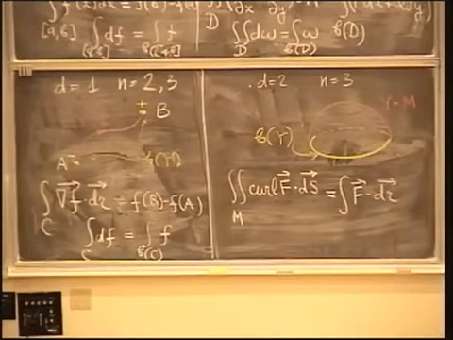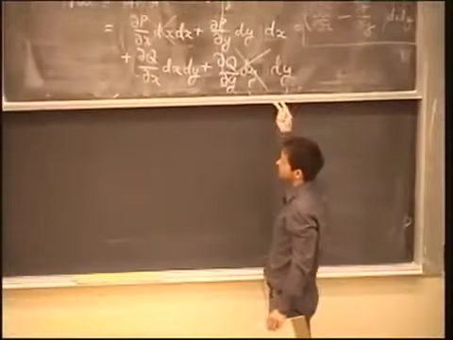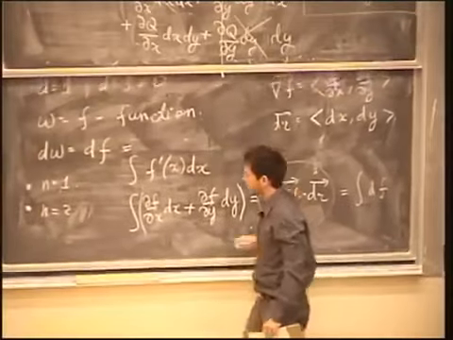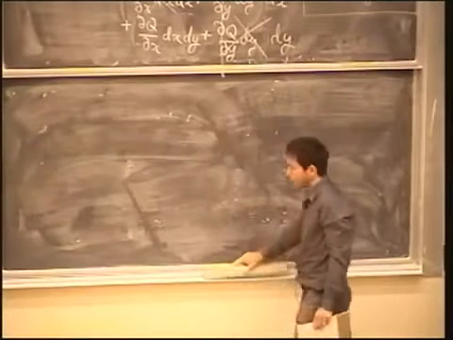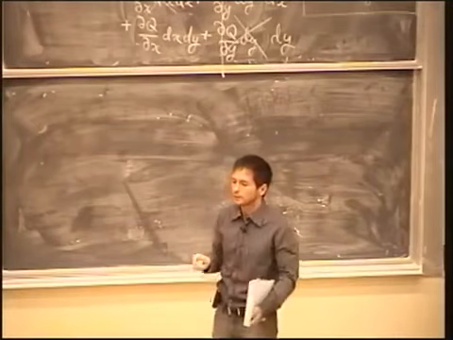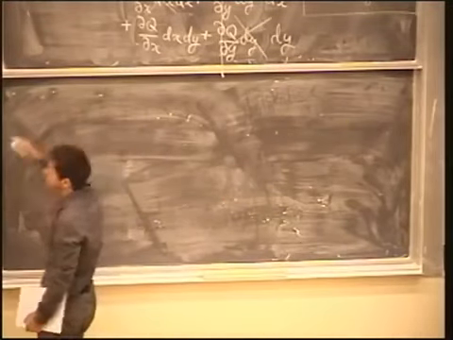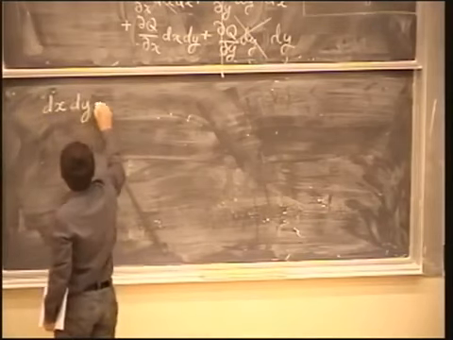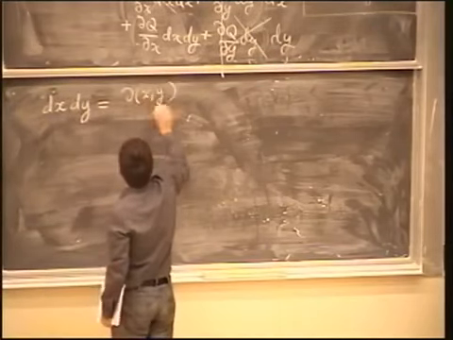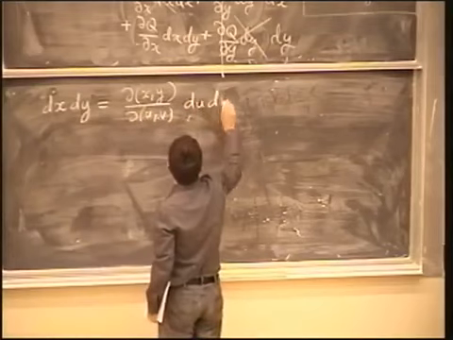Let me comment now on this rule. Why is dy dx negative dx dy? This is best understood in the framework of our calculation last time on Tuesday. On Tuesday we talked about this, in the more general context of Stokes' theorem, and we saw that dx dy was by definition the Jacobian of (x,y) over (u,v) times du dv.